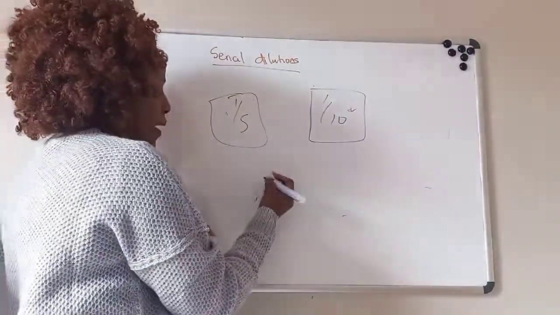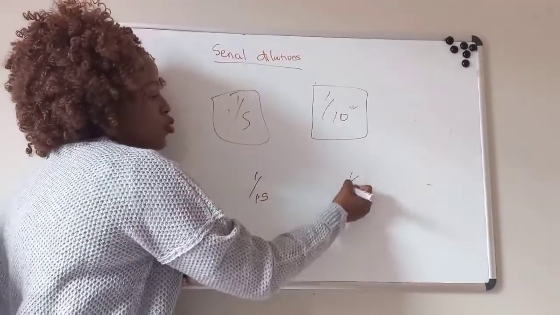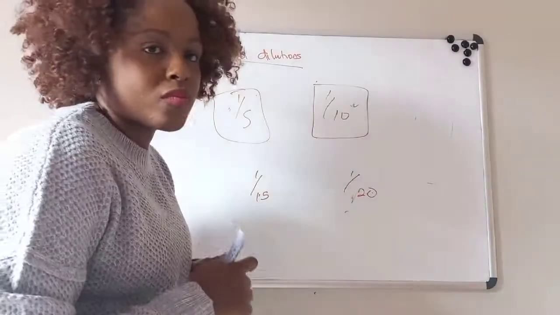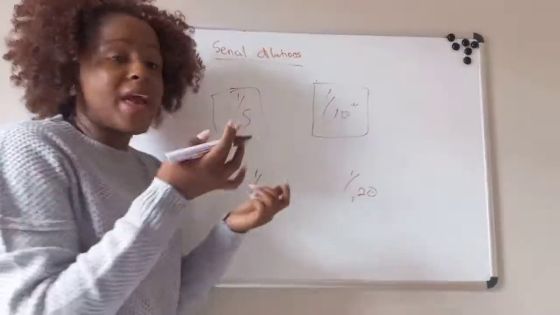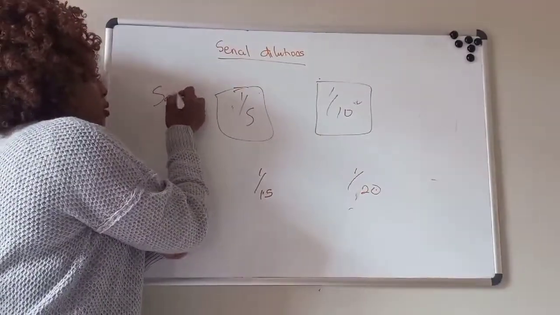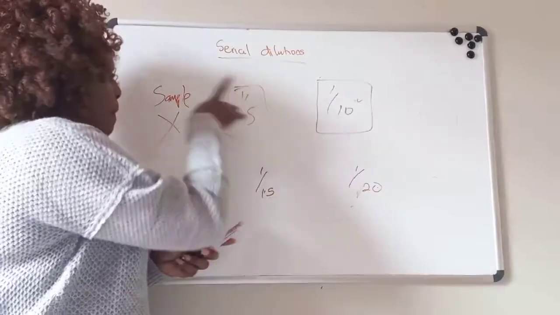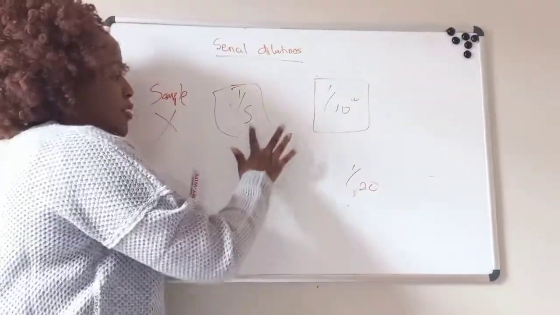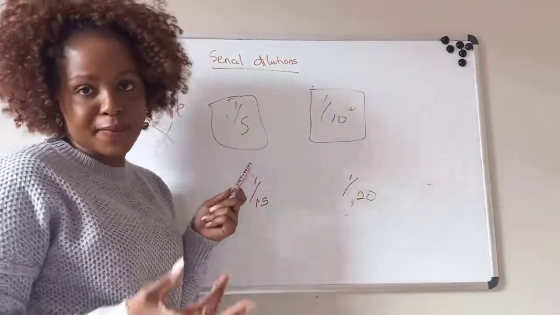So when you go higher, you can do, let's say, a 1 in 15 and also a 1 in 20. So what you are going to do, because now you don't have any sample left, so you cannot pipette back from the sample. But what you are lucky with is that you still have your two dilutions that you have prepared initially.